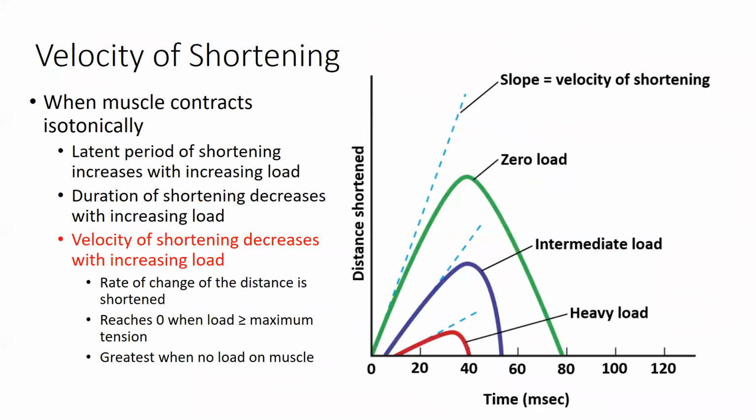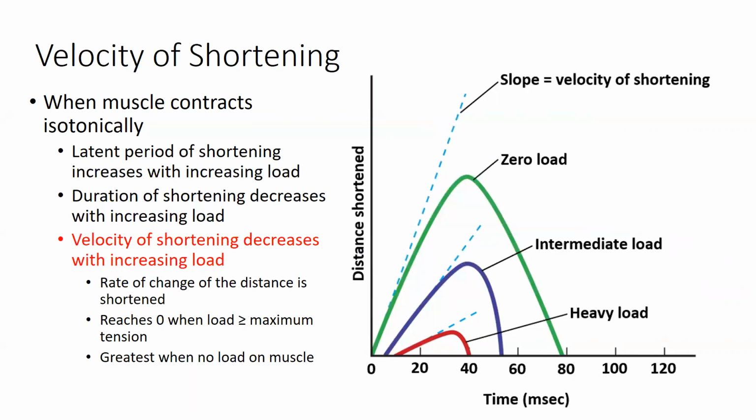Okay. All right, now the last thing that we're going to talk about here is the velocity of shortening. And this is basically how fast a muscle contracts and shortens. So this is specifically for an isotonic contraction. And just to remind ourselves, an isotonic contraction is where that muscle is shortening, that load is being overcome, that load is being lifted, okay? And that steady, constant tension is being produced, which flattens off the top of that graph, okay?